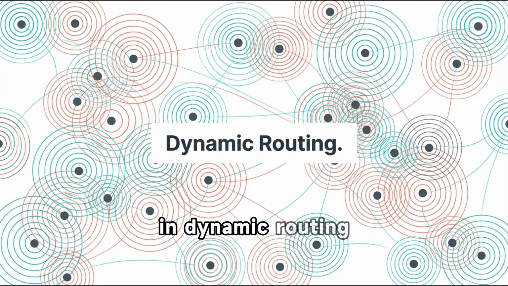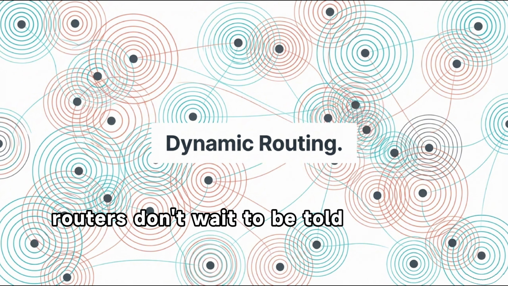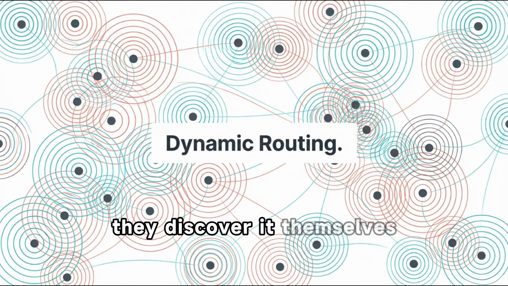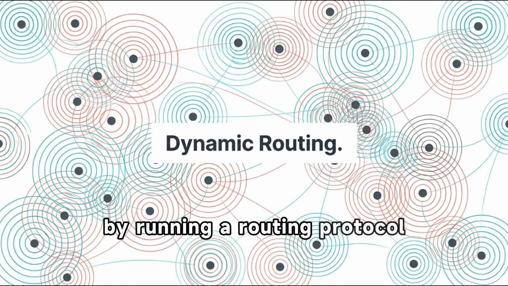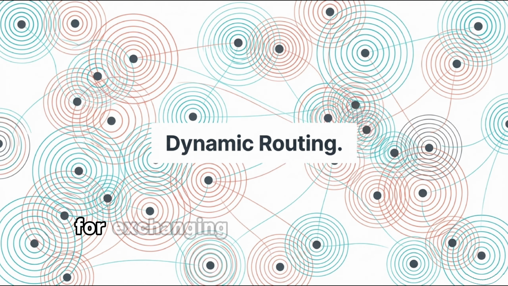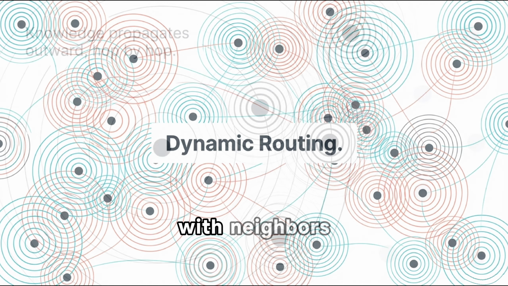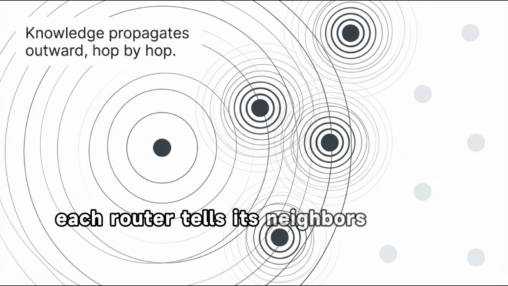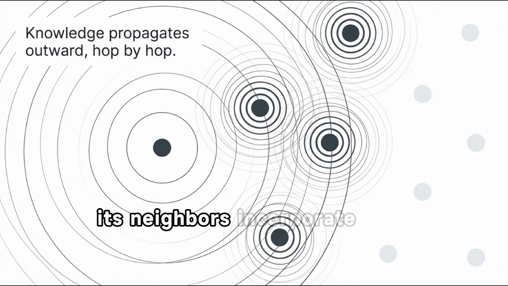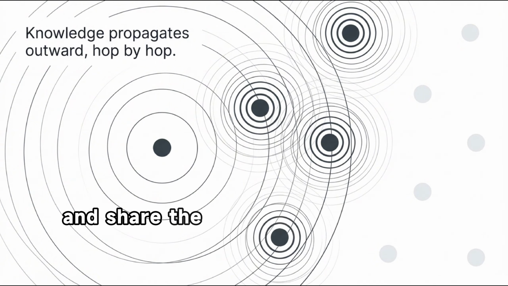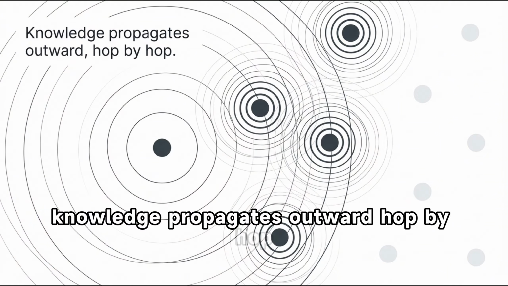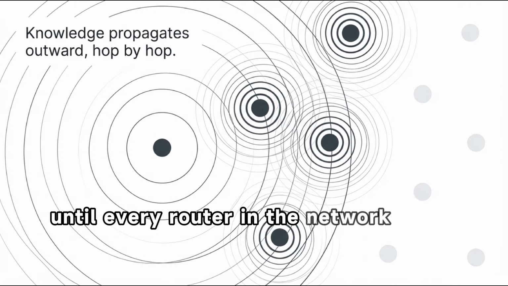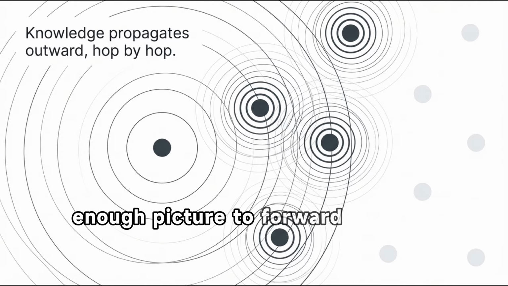In dynamic routing, routers don't wait to be told what's out there. They discover it themselves by running a routing protocol, a standardized language for exchanging routing information with neighbors. The basic idea is straightforward. Each router tells its neighbors what it knows. Its neighbors incorporate that information, combine it with what they already know, and share the combined picture with their neighbors.